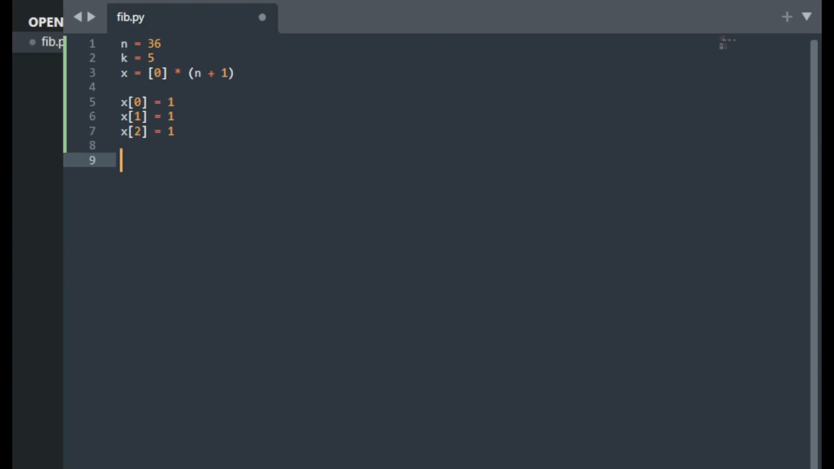Lines 7 through 8, the dynamic programming loop. For i in range 3 to n plus 1, x of i equals x of i minus 1 plus k times x of i minus 2. Starting from month 3, we calculate each month using our recurrence relation. X of i minus 1 represents all rabbits from last month that survive. K times x of i minus 2 represents all rabbits that were mature last month producing k offspring. We build up our array, month by month, until we reach month 36.